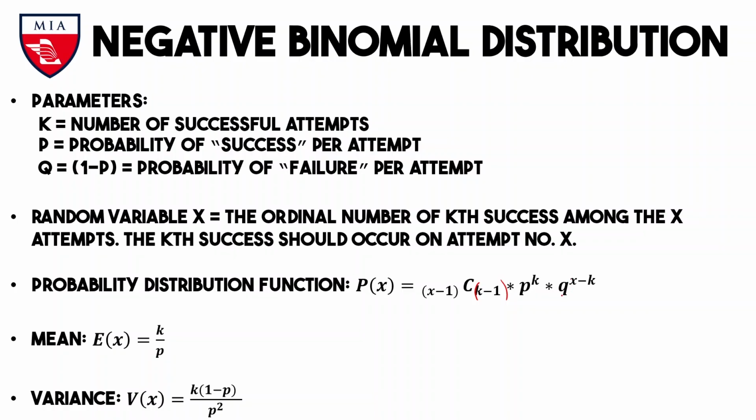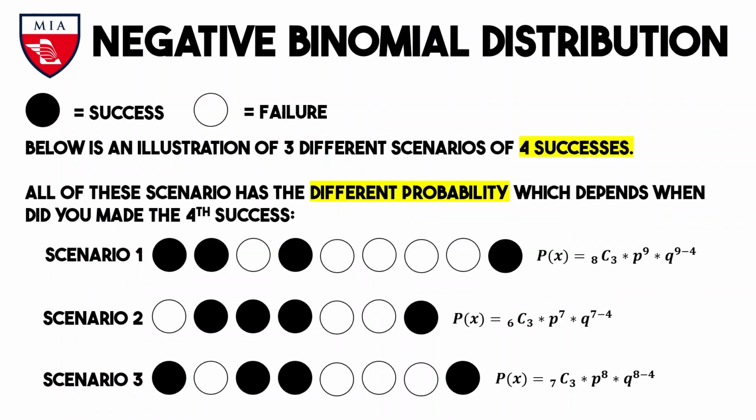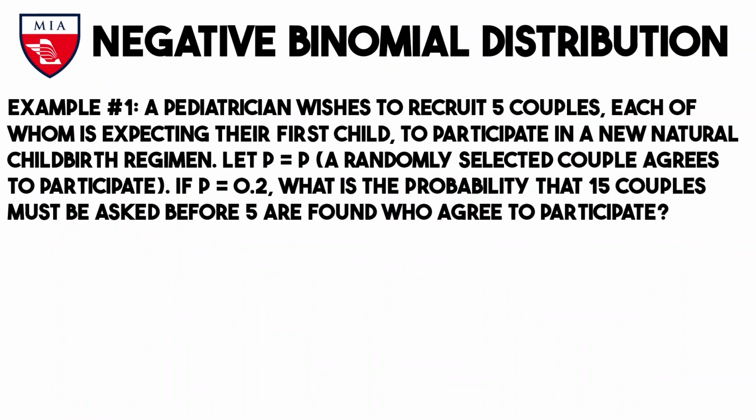So how can we solve this problem? Let's try this. Another visual representation again, not so important. So we have this example. A pediatrician wishes to recruit 5 couples, each of whom is expecting their first child, to participate in a new natural childbirth regimen. Let p be the probability that a randomly selected couple agrees to participate. If p is equal to 0.2, what is the probability that 15 couples must be asked before 5 are found who agree to participate?